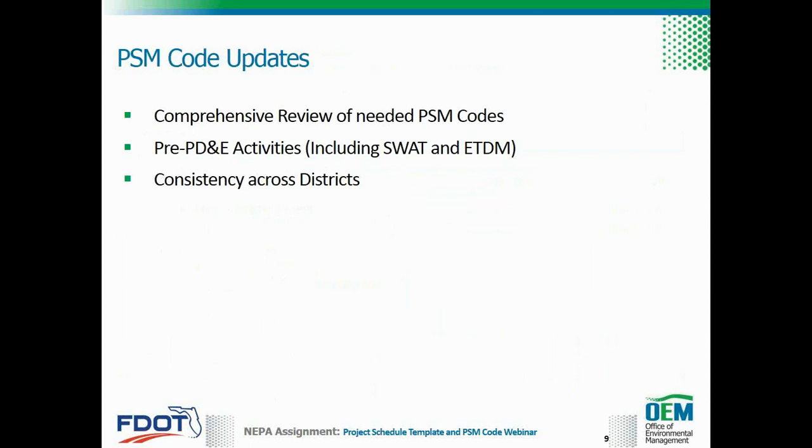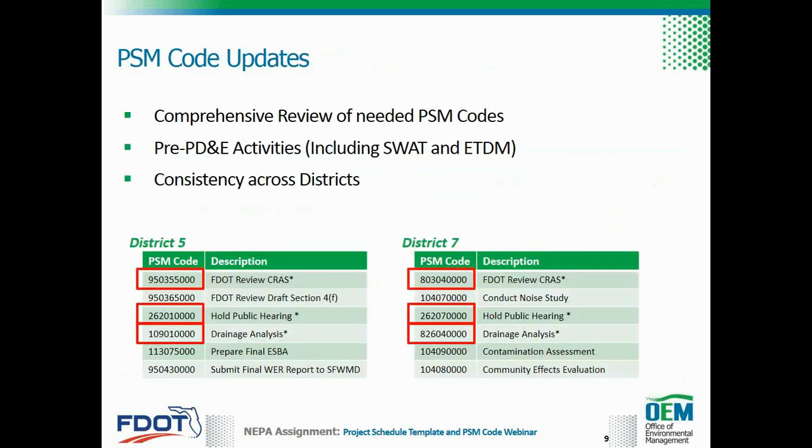Unfortunately, each district assigned different codes to the same activity. For example, FDOT Review of Cultural Resource Assessment Survey is assigned a PSM code of 950 in District 5 and a PSM code of 803 in District 7.